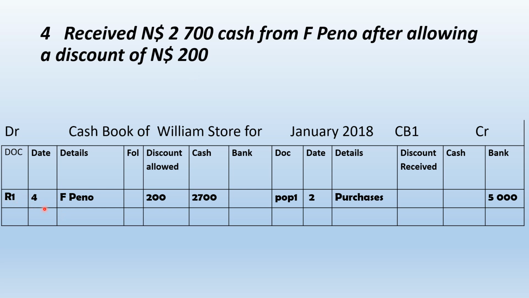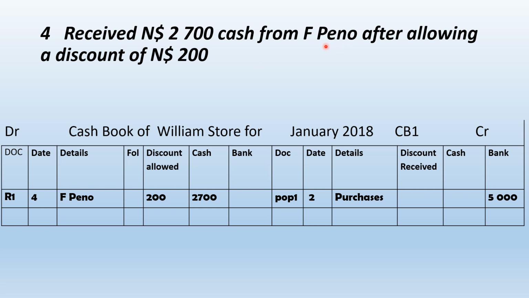Look, transaction 4. This source document is called a receipt. When you receive money, the source document is a receipt. Date is the 4th. This is the date we receive money. Now, why did we receive this money? This reason is kind of not so clear, but we know that the money came from F Peno. That's why here we are writing F Peno, because it's not really clear why F Peno paid us this money, but probably he was owing us.